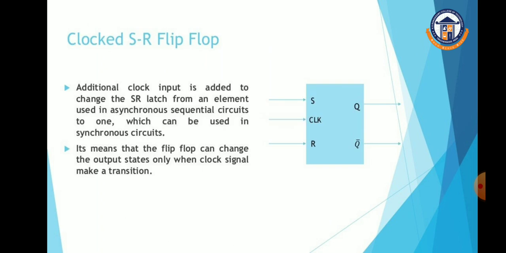And this one is a clocked SR flip flop. Here the difference is we are going to use a clock in the circuit. The additional clock input is added to change the SR latch from an element used in asynchronous sequential circuits to one which can be used in synchronous ones. It means that the flip flop can change its output state only when the clock signal makes a transition.